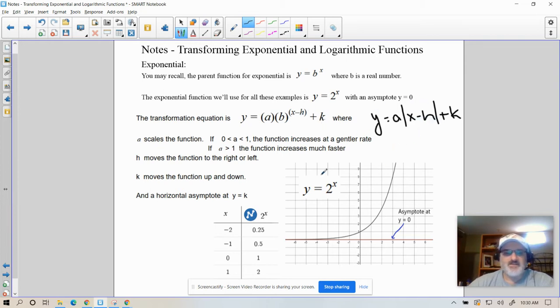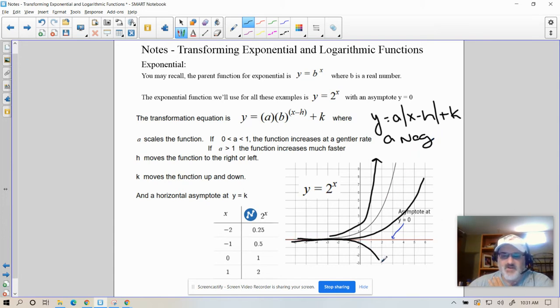k. Now you know that the a scales the function. If a is between 0 and 1, meaning it's a fraction, then the function increases at a gentler rate. If a is greater than 1, it will increase much faster. So a gentler rate would be something like this, and much faster would be something like this. Okay. Now, also, if a is negative, it'll be reflected over the x-axis. So it'll be going down like this. Okay, so I left that out.